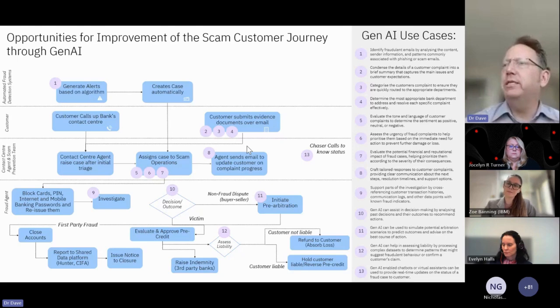I won't go through all these in detail, but there's a whole bunch of different opportunities here where you could use generative AI to improve this process, to reduce the cycle time, to improve the efficiency, and to ultimately just increase the customer's net promoter score and their customer satisfaction.